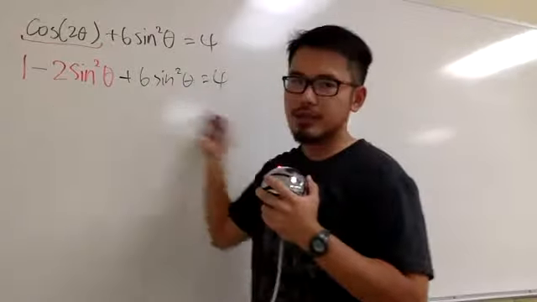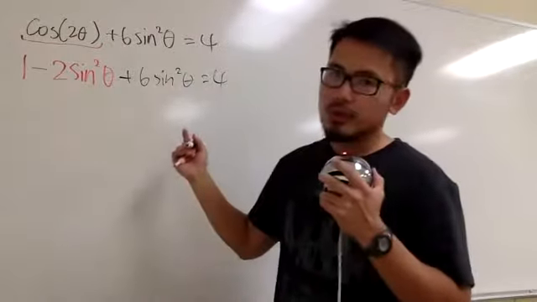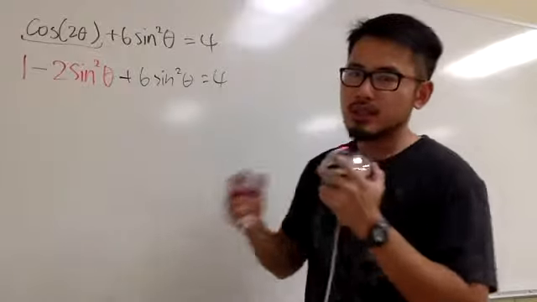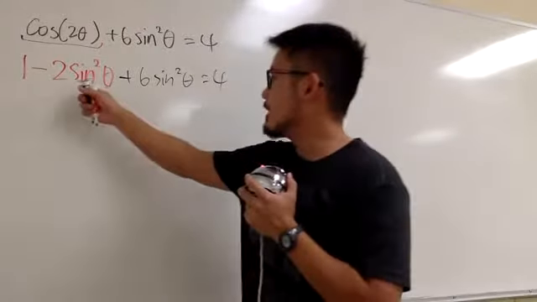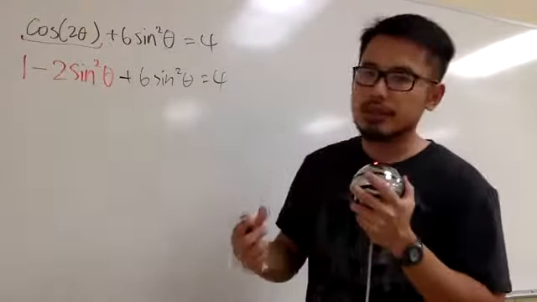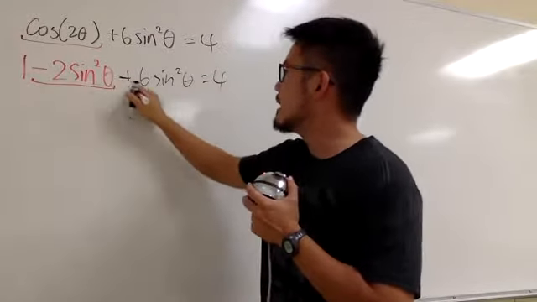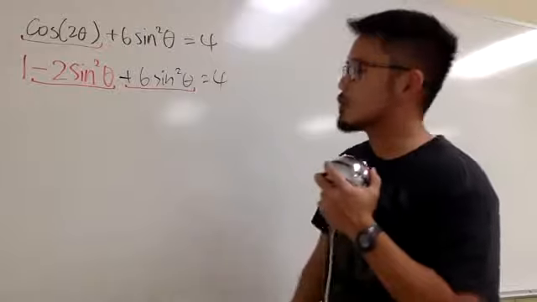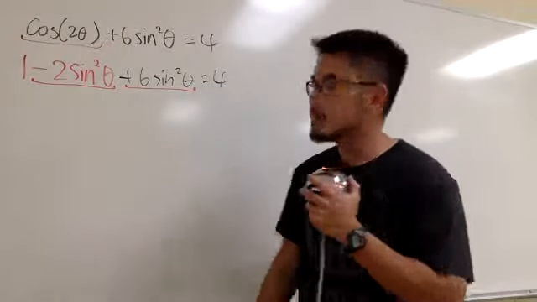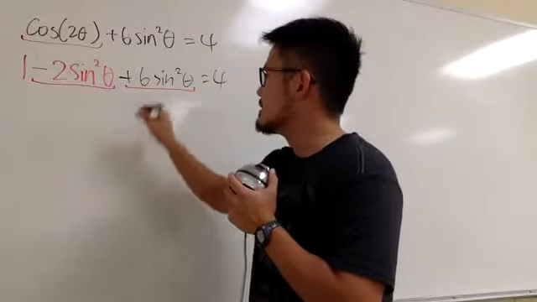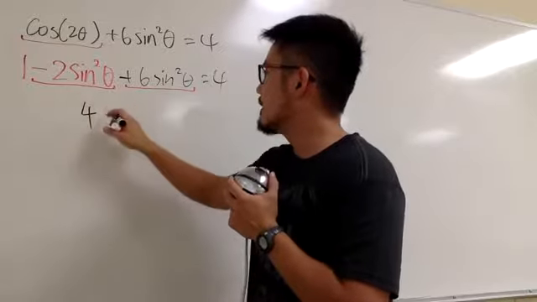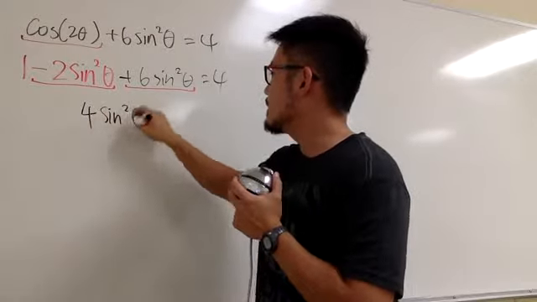Okay, what can we do right here? To solve a trig equation, we want to isolate the sine or cosine part, right? Here we only have the sine squared theta, so let's try to isolate that. And then we see that we have a negative 2 sine squared theta plus 6 sine squared theta. We can combine the terms, right? Negative 2 plus 6 is 4, and then we have the sine squared theta.